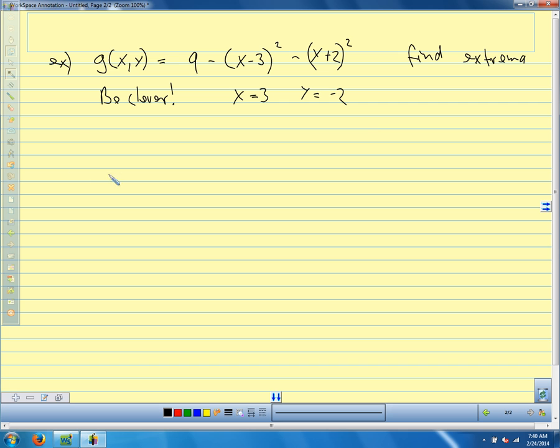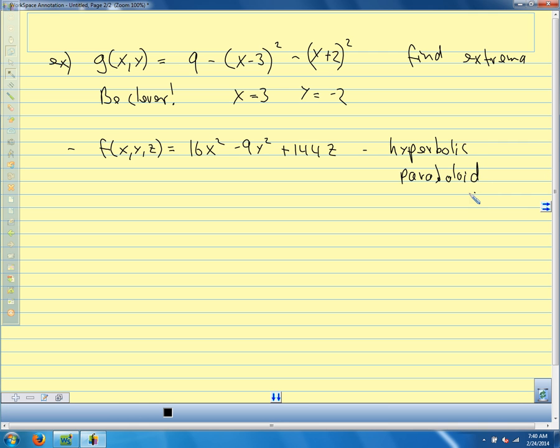An example of a saddle point would be the function f of x, y, z equals 16x squared minus 9y squared plus 144z. We end up with a hyperbolic paraboloid, which is a saddle shape. So we end up with a saddle point. In order to figure out, do we have a saddle point? Do we have a maximum? Do we have a minimum?